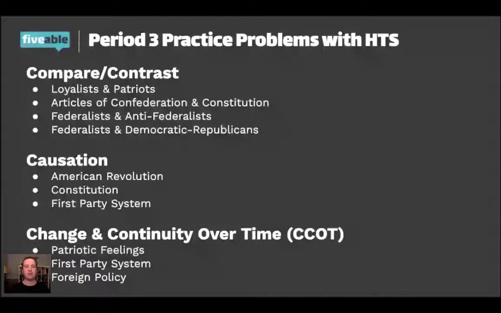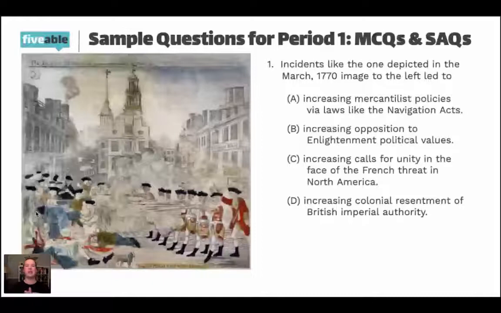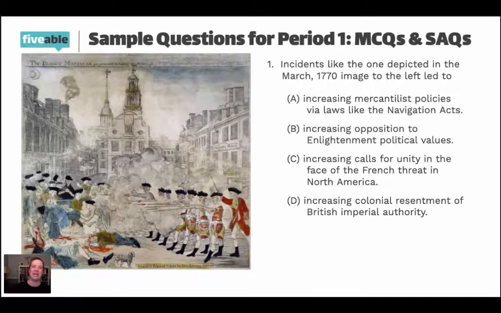Let's dive into a couple of practice problems. So this one right here, before we dive into the actual question itself, this is a picture of the Boston Massacre as printed by Paul Revere, a little bit of famous propaganda there. And so question number 1 asks, incidents like the one depicted in the March 1770 image to the left led to what? So notice we have a bit of a causation question going on here. What does the Boston Massacre and incidents like it cause? Go ahead and write in the chat what letter you think the answer is.